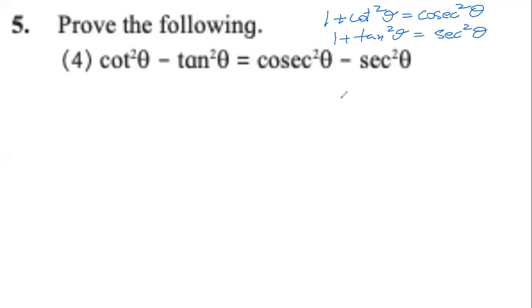Why do I think we will use these identities? See, cot square, tan square, cosec square, sec square. That is why I think we will need to use these identities. Can you confirm if this logic makes sense?